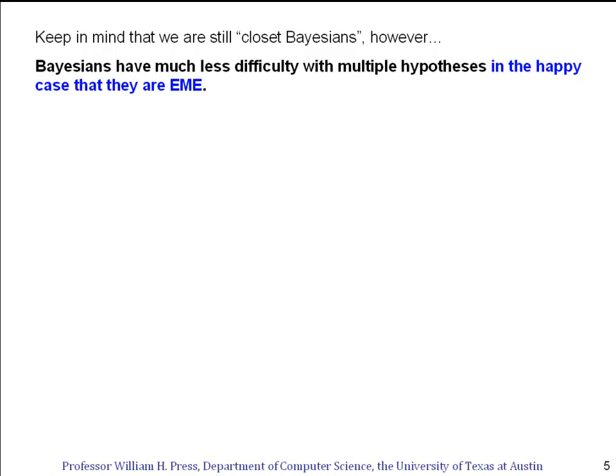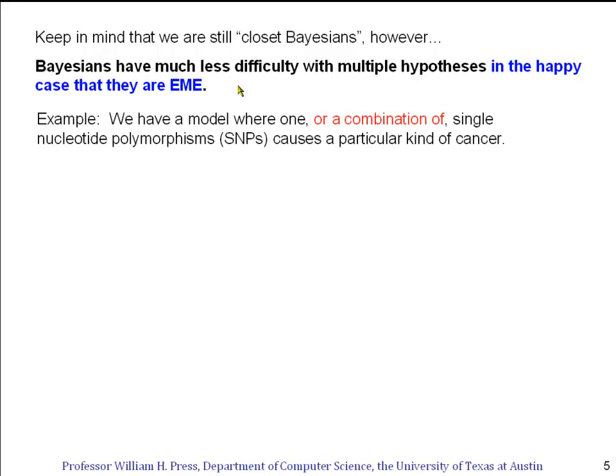Of course, to be able to apply Bayes at all, we have to be in the happy case that we have an exhaustive and mutually exclusive set of hypotheses. So we can't just have an open-ended, well, maybe this is a hypothesis, oh, maybe this one, oh, maybe I think of a third one. We have to be able to write down in advance what all of the hypotheses are. So let me do an example, and you'll see how this all works out.